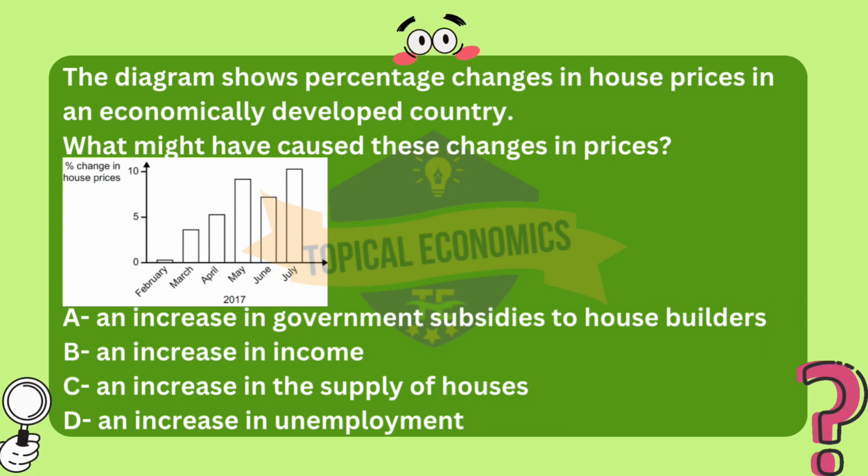The correct answer for this question is option B, an increase in income. When people's incomes rise, they generally have more money to spend, which increases demand for goods and services, including housing. As demand for houses increases while supply remains relatively fixed in the short term, house prices are likely to rise. This is a classic example of demand pull inflation, where an increase in demand drives up prices.